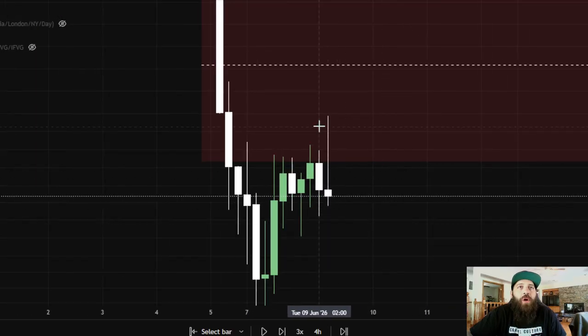This is the 4-hour candle that just closed. Is this a candle 2? The answer to that is yes. Not only is it a candle 2, it's a strong one. Why? We just swept all of this liquidity back here, okay? And then we closed back within this range.